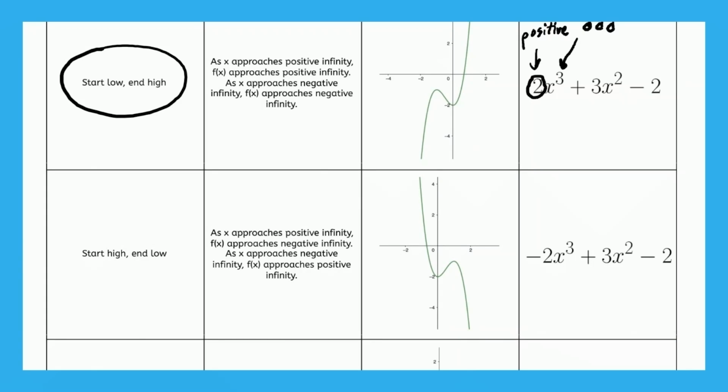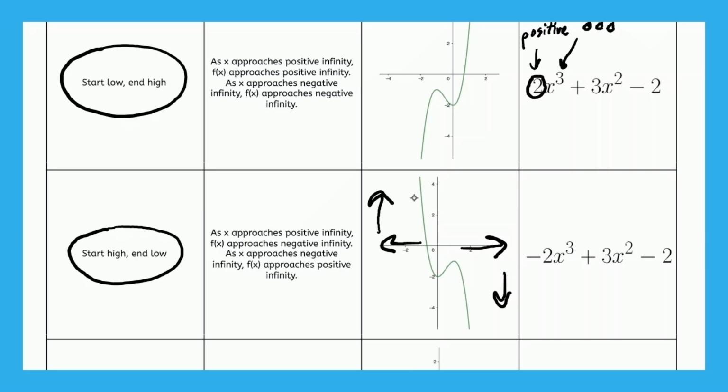Now this next type of end behavior is the one that starts high and ends low. It's kind of like the opposite of the first example that we talked about. So in this case, we say that as x approaches positive infinity, as it moves to the right, f of x, or the y values, approach negative infinity, so it goes down, just like we can see on the graph. And as x approaches negative infinity, or as the graph moves to the left, the y values approach positive infinity, or they go up.